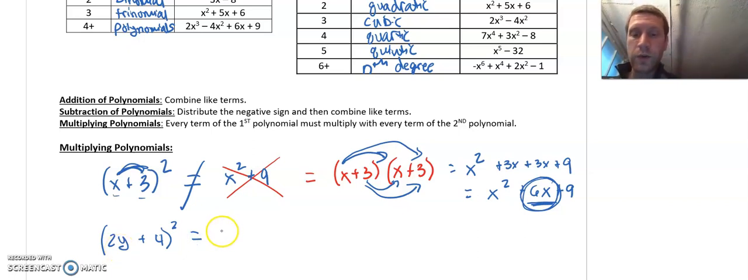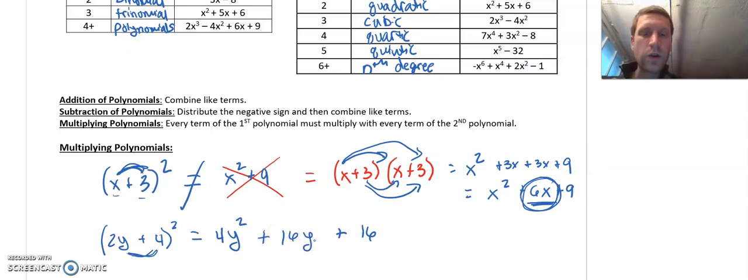Square the first term, so 2y squared. I have to square both those, so that would be 4y squared. Square the second term, so 4 squared is 16. And then let's multiply these two together. 4 times 2y is 8y, and double it. So that's a 16y. Okay, that's what we're claiming it equals.